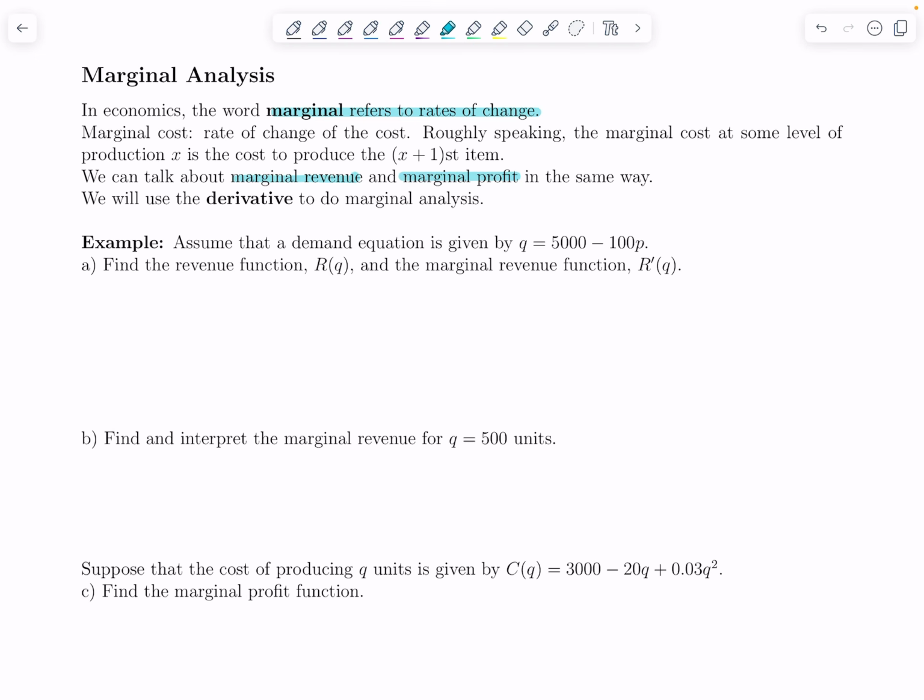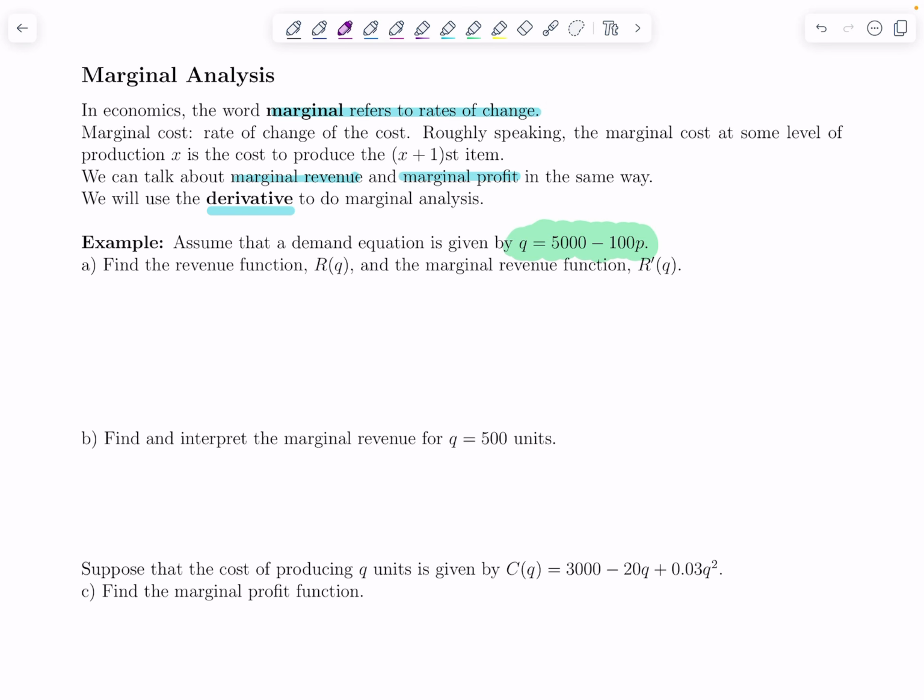Anytime you're using marginal analysis, you bust out the derivative. So if you see the word marginal, you think, I'm taking a derivative, okay? Marginal, derivative. Marginal, derivative. So assume that a demand equation is given by Q equals 5,000 minus 100p. Part A: find the revenue function R of Q and the marginal revenue function R prime of Q.